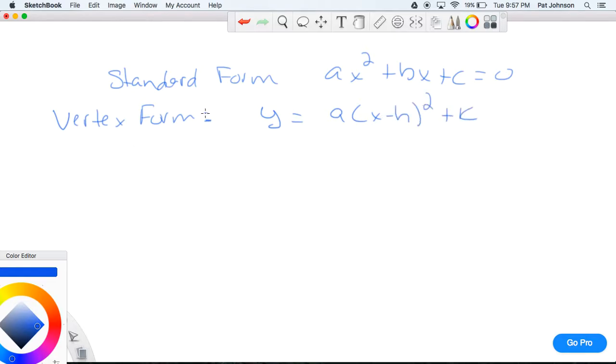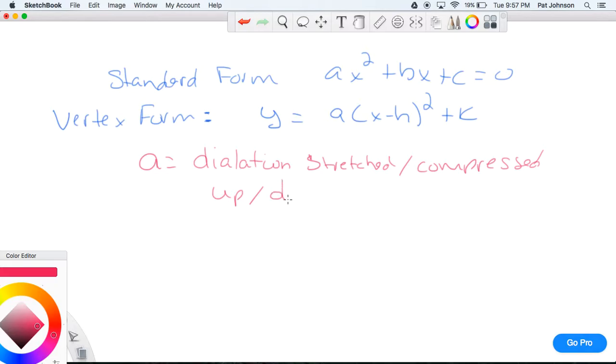Pause this if you need to, but you're going to be writing a lot of stuff, and we're going to write what all these pieces mean as well. But you need to have this in your notes. So what does a equal? A tells us the dilation, meaning a vertical dilation. Is it stretched or is it compressed? It also tells us, does it open up or does it open down based on its sign?